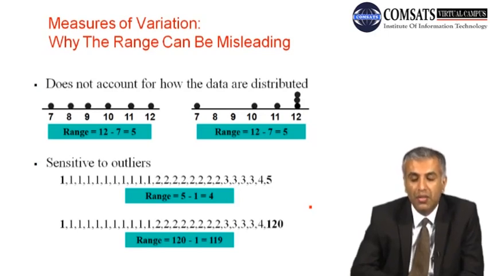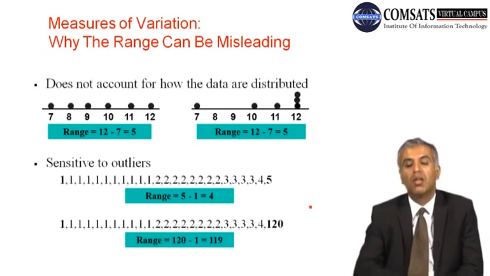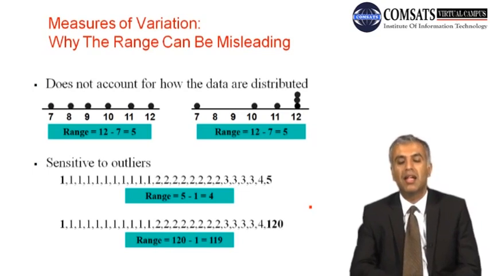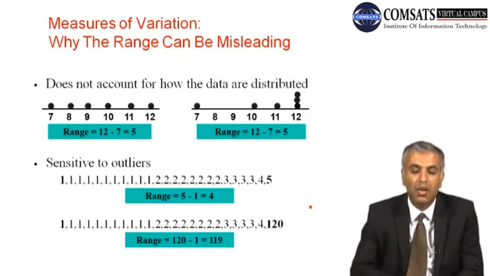Though the values range from 7 to 12, there the 12 has been repeated 3 times. So again, from the same data set, if we subtract the smallest value from the extreme value, we get the same range.